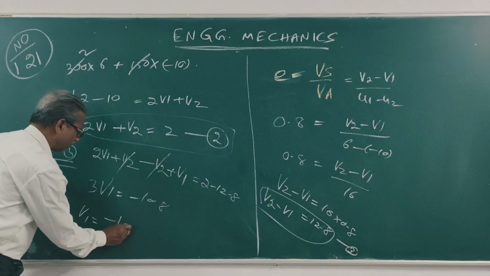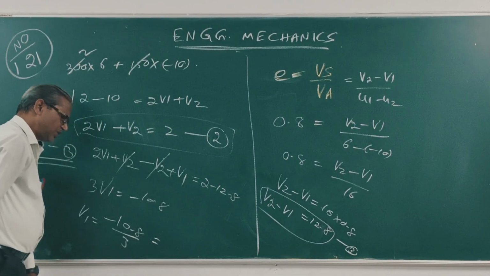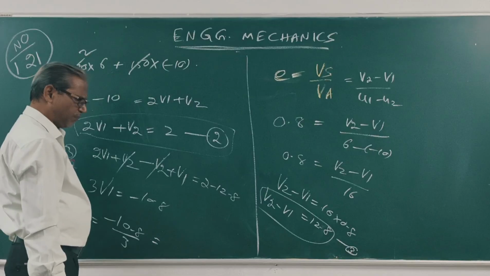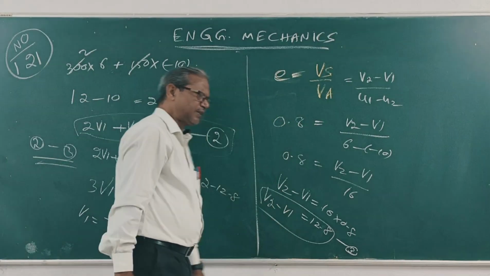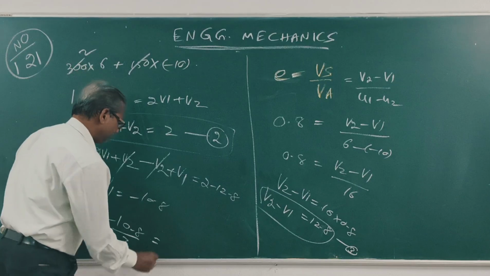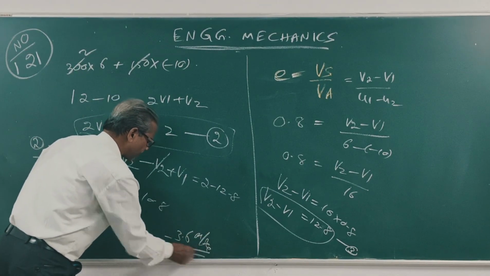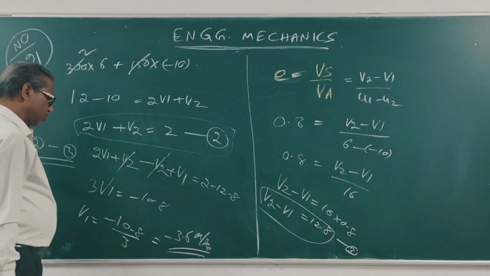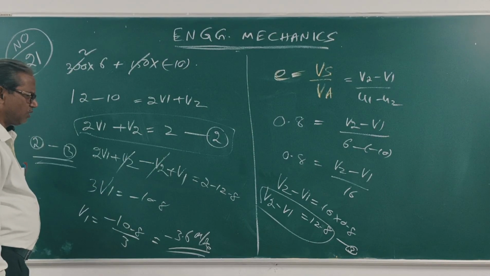Minus 10.8 by 3 is equal to minus 3.6 meter per second. So this is B1. Put in the value of B1 in equation 3.